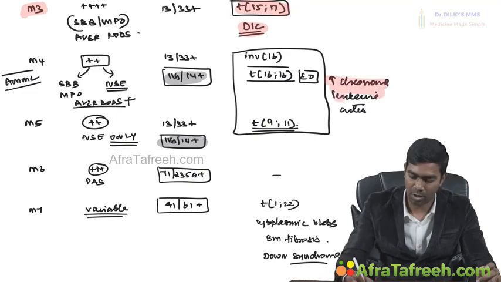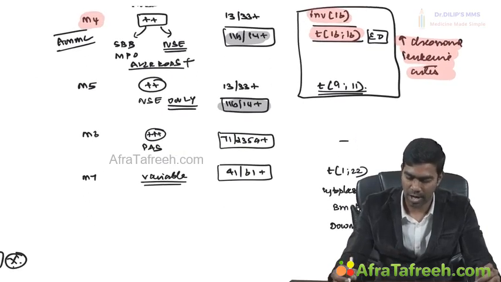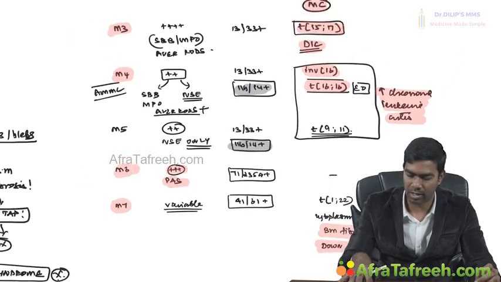and chloromas and leukemia. Acute is very high risk with M4, this inversion 16, T16;16 translocation in M4, and you're going to get this PAS positivity in M6, this bone marrow fibrosis, Down syndrome in M7. So these are the important points.